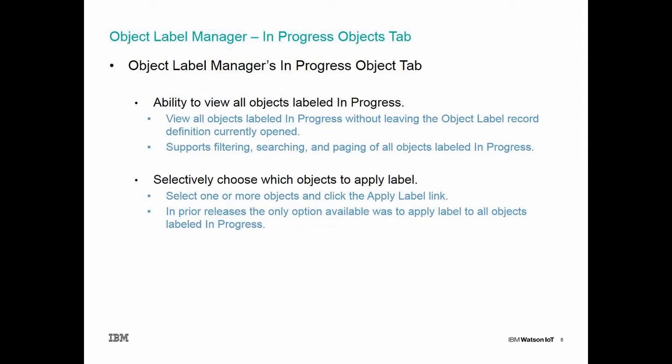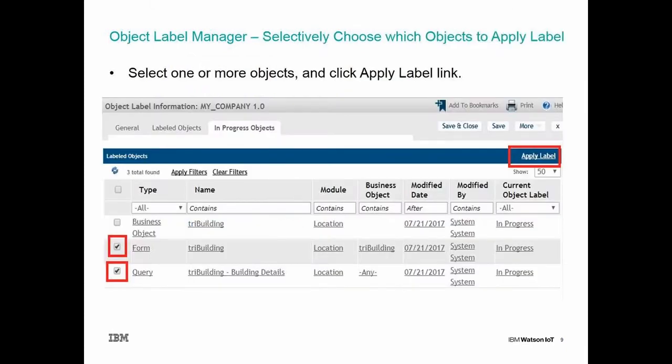So, the Object Label Manager In Progress tab. This new tab allows you to easily view all objects that are currently labeled in progress directly from the Open Object Label Record definition. Previously, you had to physically open the In Progress Object Label Record definition to view this data. This new tab also gives you the ability to selectively choose which object to apply the label to. Previously, this capability was not possible, and the apply label process would always label all objects that were in progress.